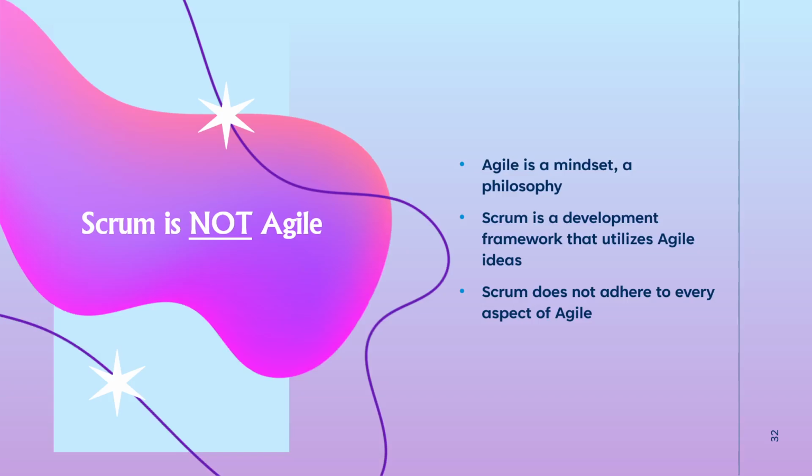Now, Scrum is not Agile. These two are not interchangeable. Agile is a mindset, it's a philosophy, remember? And Scrum is a development framework that utilizes Agile. Scrum also does not adhere to every aspect of Agile. And this is maybe a more common criticism of Scrum, that it's just not really following Agile and actually kind of goes directly against Agile in some ways.